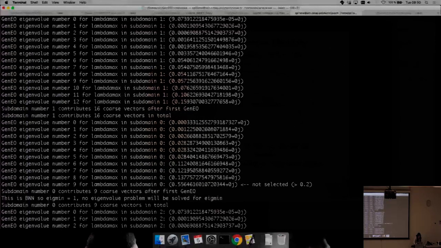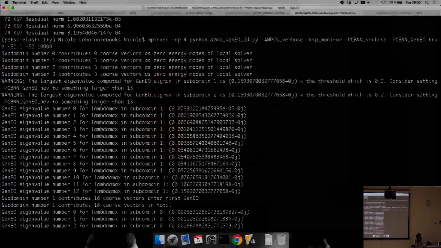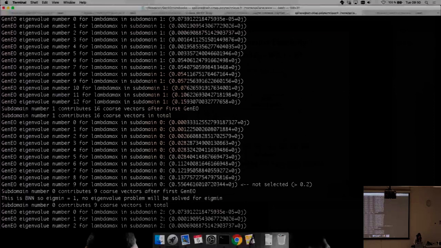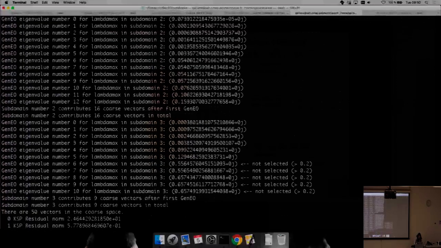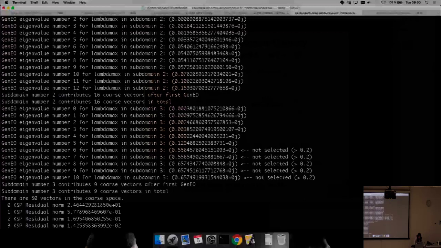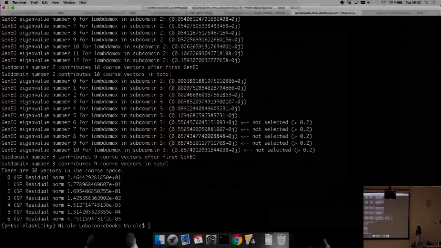And here I have plotted a whole lot of information. If I look at what the algorithm is telling me for some subdomain, say this one, these are all the eigenvalues that were computed for lambda max. So I selected the first 8. I also had 3 coarse vectors that were coming as 0 energy modes of the local operator, because this is B and N, and so in the end I assembled a coarse space of size 50 and got fast convergence.